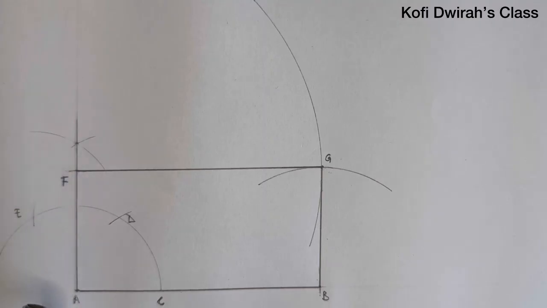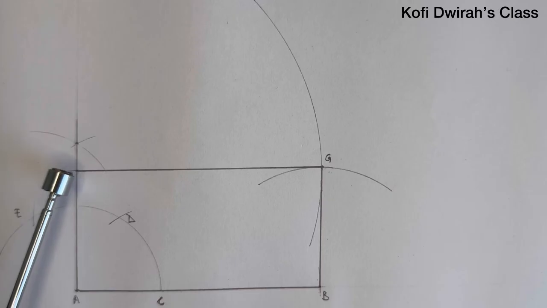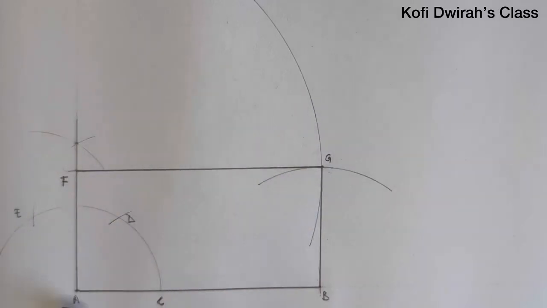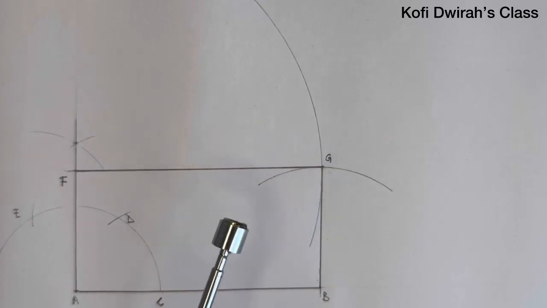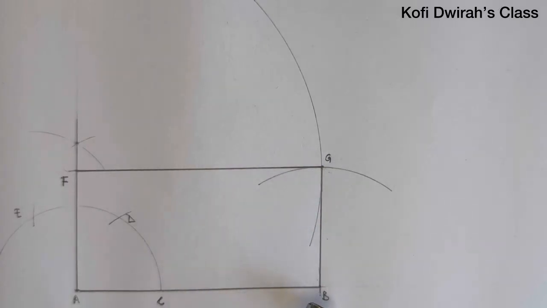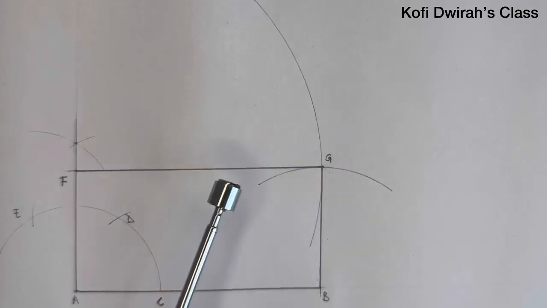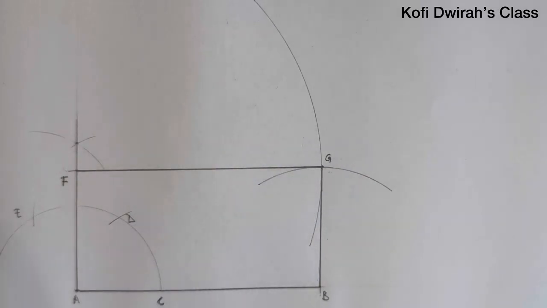Then at point F, you open your compass from A to B, or you measure 100 millimeters, as the distance from A to B is 100 millimeters or 10 centimeters. At point F, you draw an arc. Then you measure 50 millimeters or 5 centimeters. Then at point B, you draw an arc. Then you draw a straight line from F to this intersection point. And then at point B, you draw another straight line to point G to get your rectangle. So this is how to construct a rectangle using the compass.